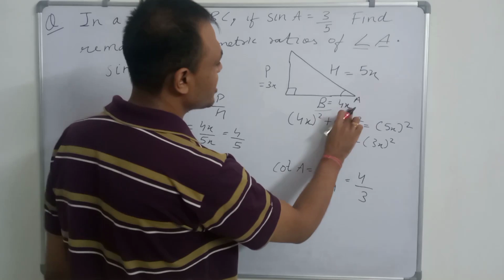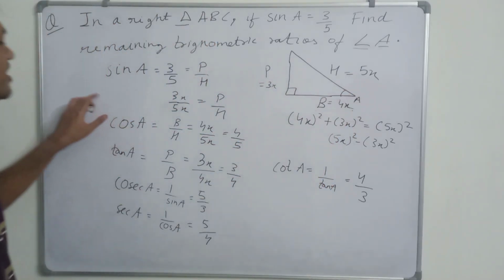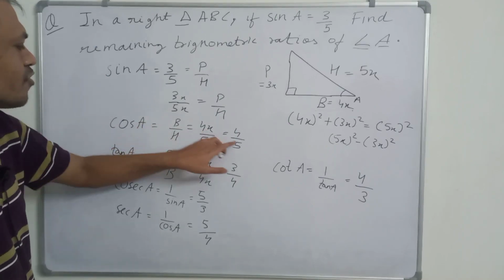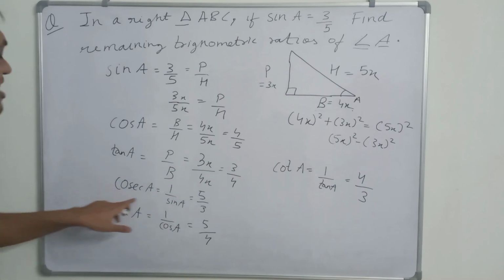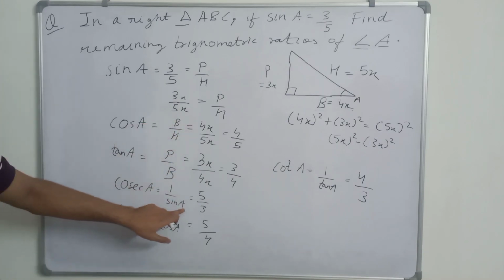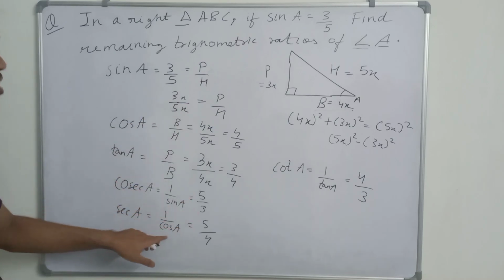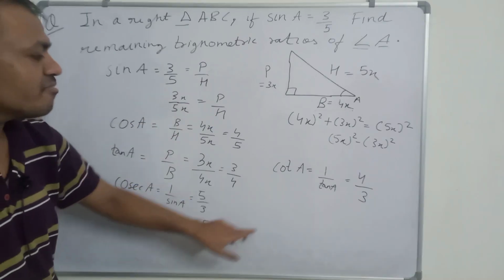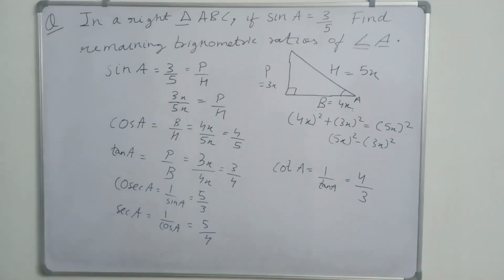Now after calculating perpendicular, base and hypotenuse, we can find cos is base upon hypotenuse, so 4 upon 5. Tan is perpendicular upon base, so 3 upon 4. Cosec is 1 upon sine A, so it will be equal to 5 upon 3. Sec A will be equal to 1 upon cos A, so it will be equal to 5 upon 4, and cot A will be equal to 1 upon tan A, so 4 upon 3. So we have found out all the 6 trigonometric ratios.